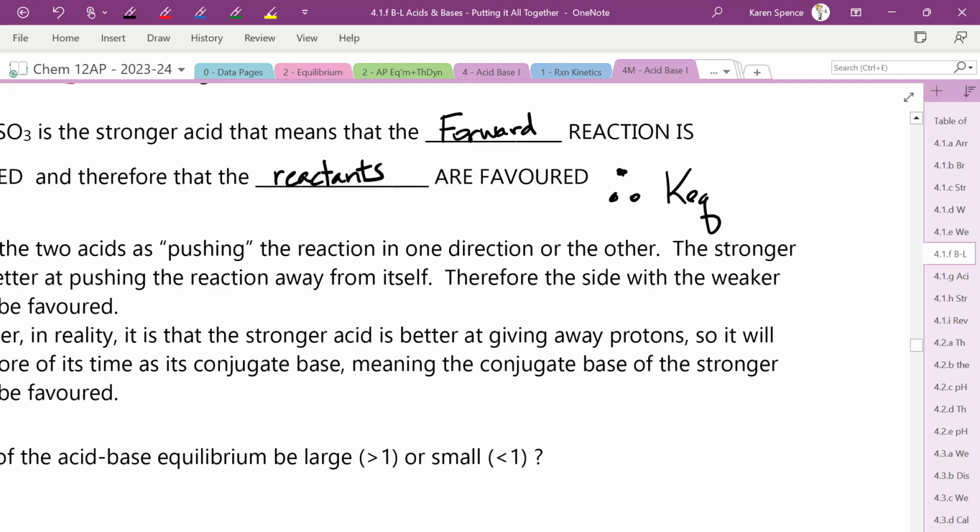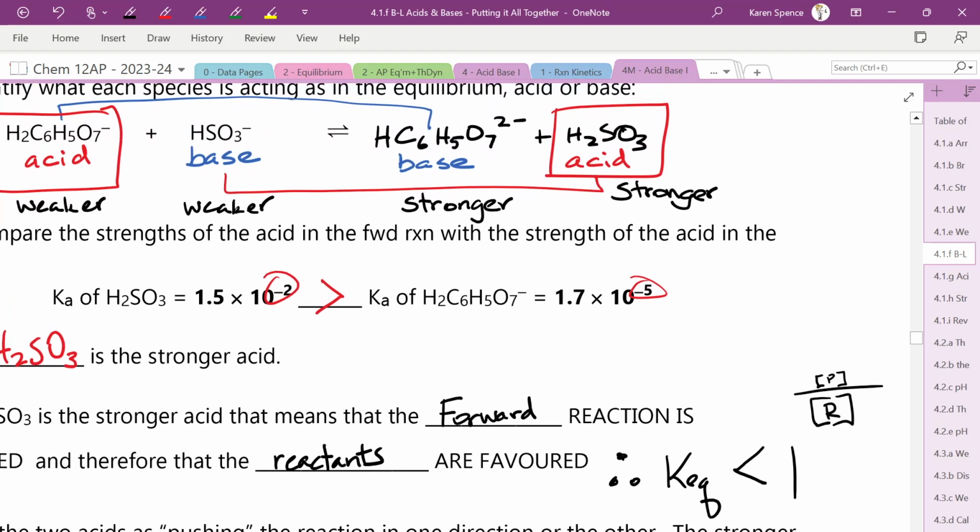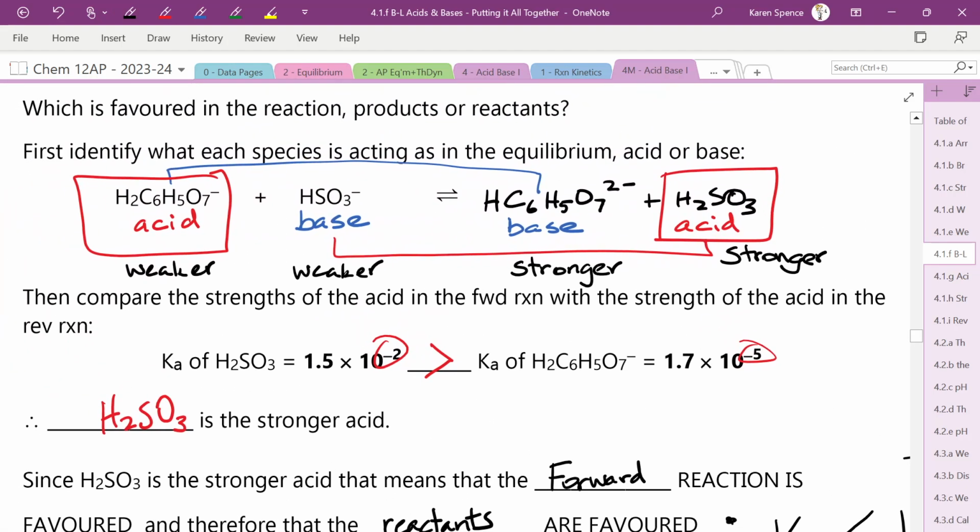Is KEQ going to be greater than 1 or less than 1? Less than 1, because we've got a large amount of reactants and a smaller amount of product. Yes. Could I ask a question? Yes. Since H2SO2 is the stronger acid, that means that the forward reaction is big, right? That would be the reverse, not the forward.